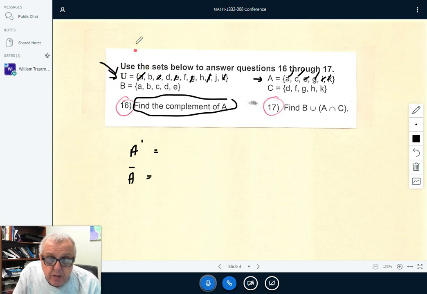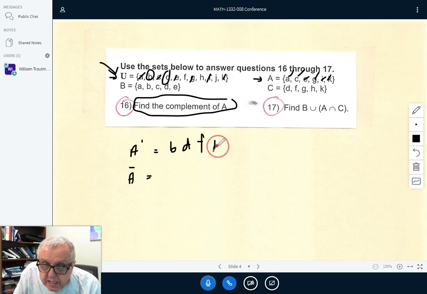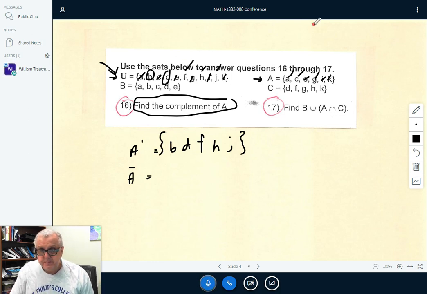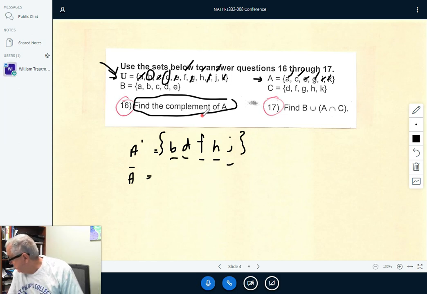So the complement is another way of saying not A. B is not in A. D is not. F is not. H is not. And J is not. So this is the complement of A: B, D, F, H, J.